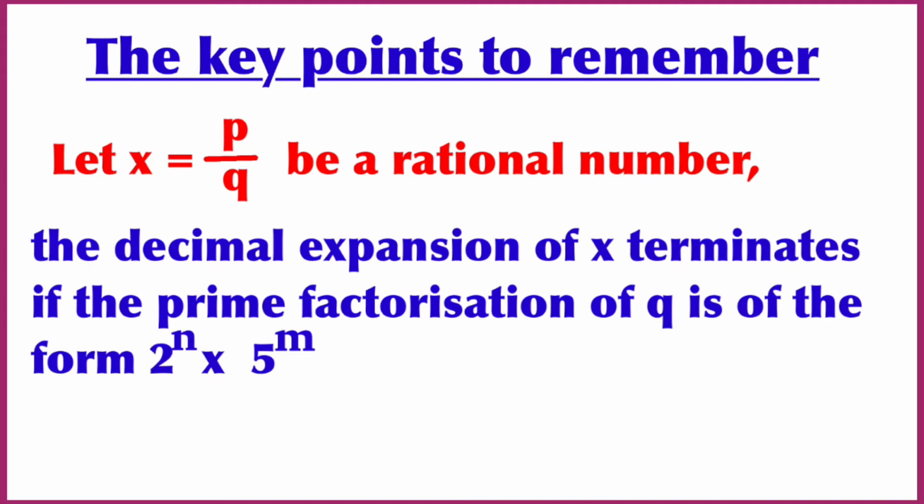If x equals p by q is a rational number, then the decimal expansion of x terminates. Terminates means stops. If the prime factorization of q, which is the denominator, is of the form 2 to the power n times 5 to the power m. Please note that if the denominator contains a prime factor which is not 2 or 5, then that decimal expansion will be non-terminating, non-repeating. Okay, let's move on to the questions.